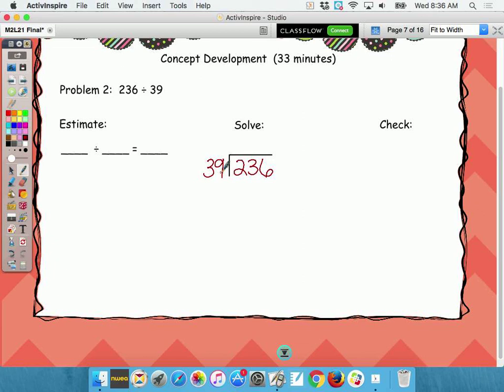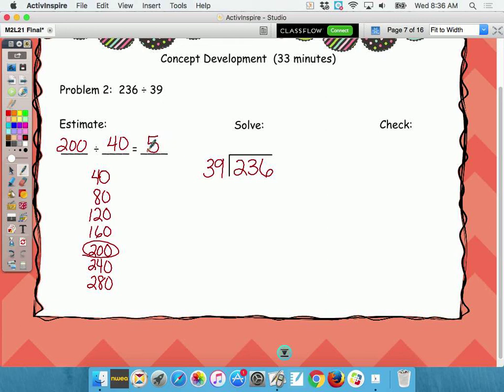What should we round 39 to? 40. Okay, what will we skip count by? 4s. 4, 8, help me out. 12, 16, 20, 24. One more? 28. Okay, go back and add your zeros. Now, why can we stop when we get to 280? Because it's over our dividend, 236, okay? All right, so which number without going over? 200. So we will estimate 200 divided by 40: 1, 2, 3, 4, 5. Okay.